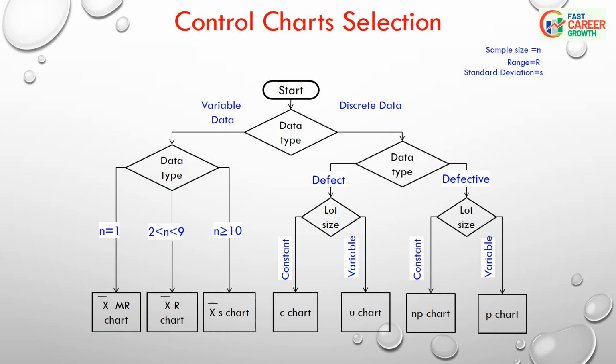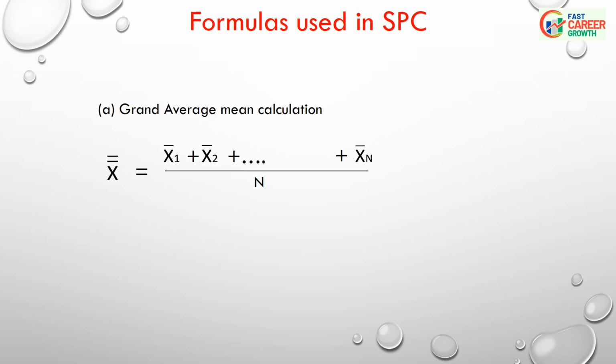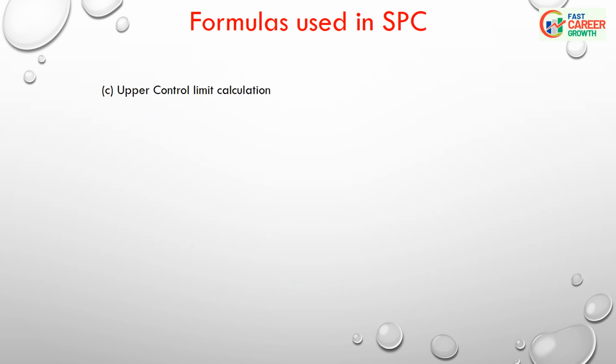Next is key formulas used in SPC. Grand average mean calculation. Grand average mean, or X double bar, is equal to the sum of sample means divided by total number of sample groups. But before this you have to calculate each sample group mean, which is X bar. Next formula is average range calculation. Average range, or R bar, is equal to the sum of all ranges of sample groups divided by total number of sample groups.